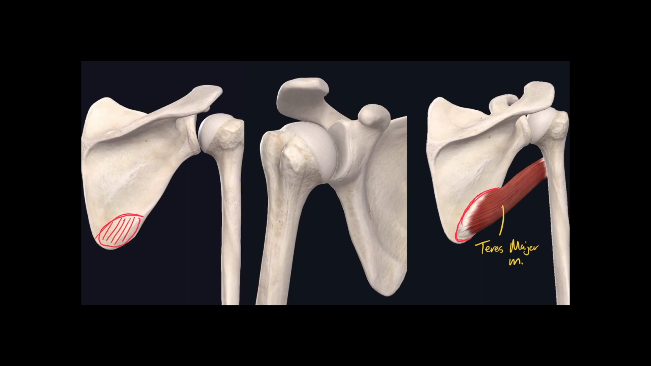So what is the bony landmark that we learned? Well, we learned that this tip down here is called the inferior angle of the scapula. So I'm going to guess that that's what the origin's going to be, which it is. This is the origin of the teres major muscle.